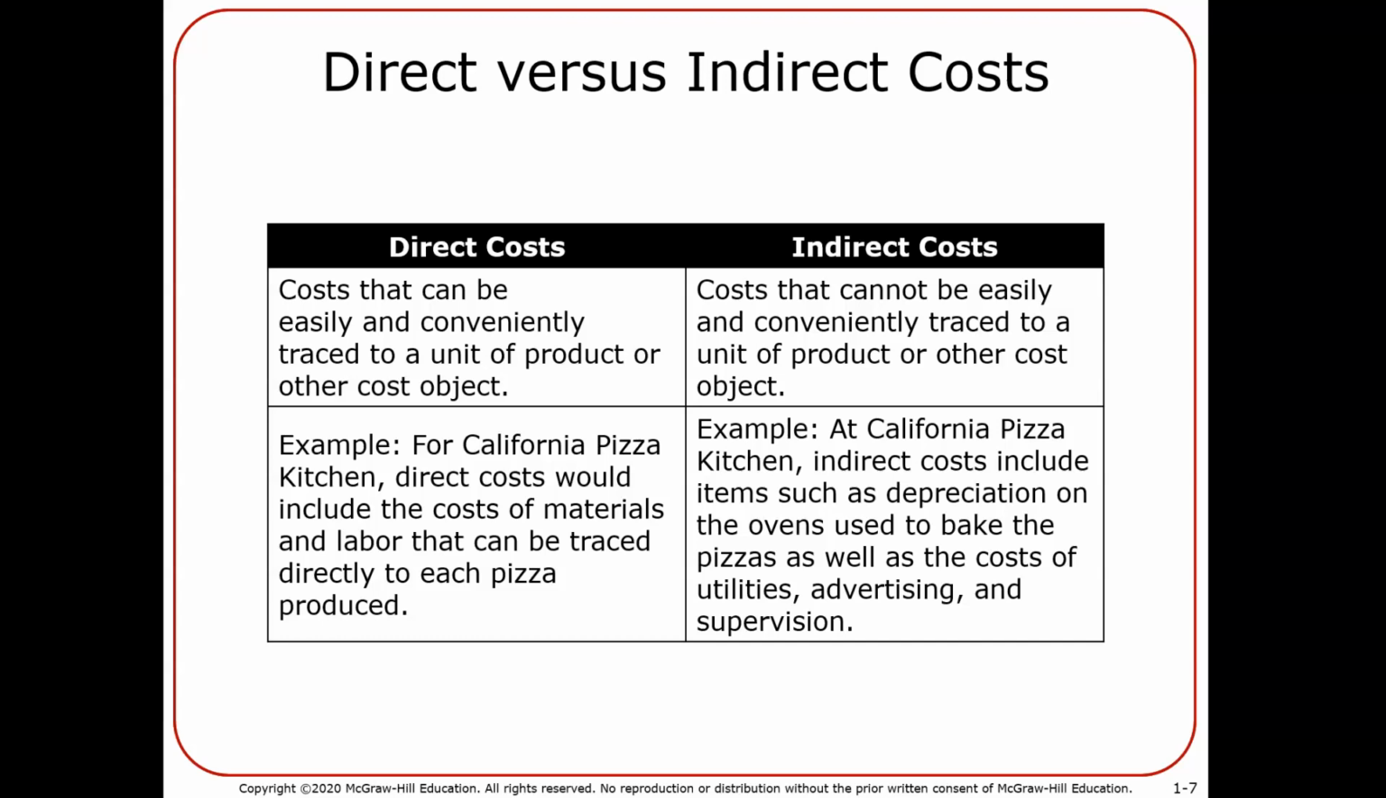For instance, for California Pizza Kitchen, direct costs are the materials and direct labor that can be traced to each individual pizza. But indirect costs, it still costs this to make the product, but we can't trace it to an individual pizza. Things like the depreciation on the ovens that we bake the pizza in, the utilities for the building where we either rent or own, advertising, supervision, those types of things are indirect costs, but they still are part of the product costs. So that's direct versus indirect.